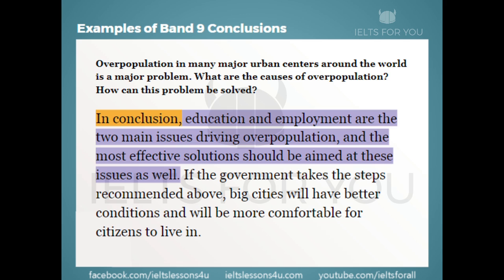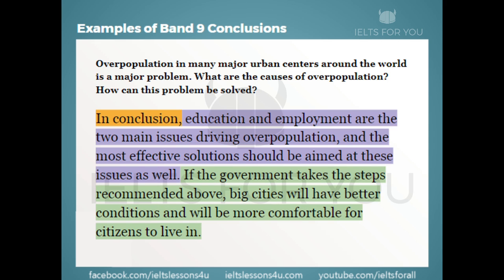Okay, we saw that before, right? This is our cause and solution summary here. And remember, this summary matches the body paragraphs of the essay. The first paragraph being about the causes, and the second about the solutions. Now, what's a good way to close this? The final sentence. If the government takes the steps recommended above, big cities will have better conditions and will be more comfortable for citizens to live in.